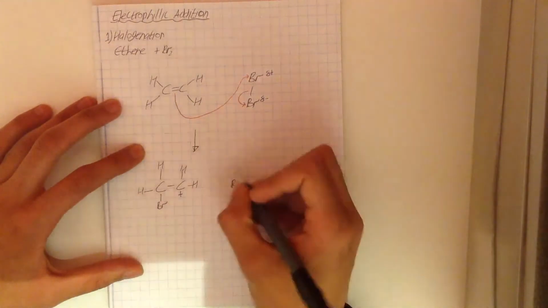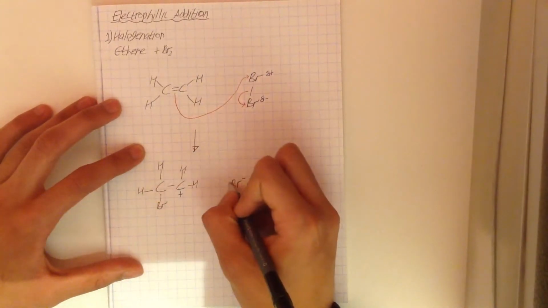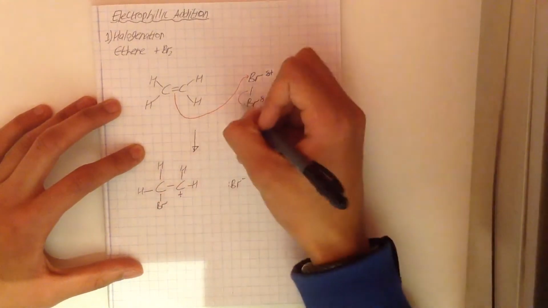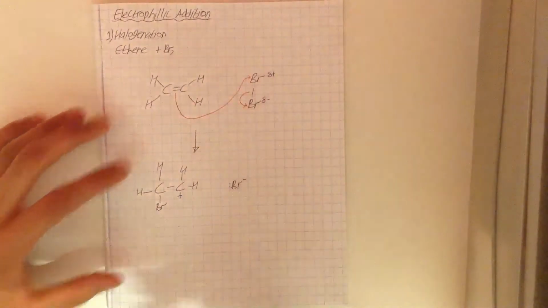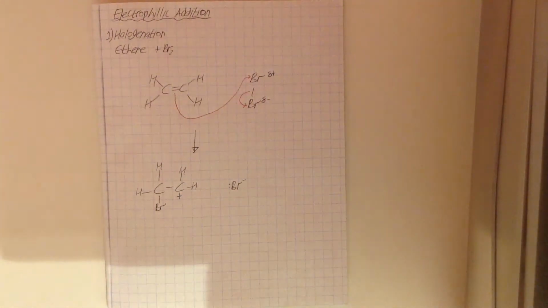Now this bromine, you've got to have a negative charge on it and also a lone pair of electrons, as these double-headed arrows show the movement of two electrons. So please make sure you draw double-headed arrows, as you will lose marks in an exam if you don't.